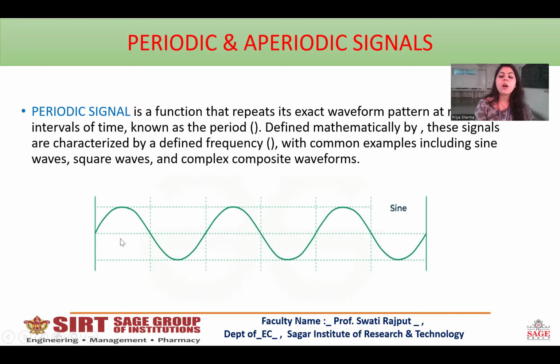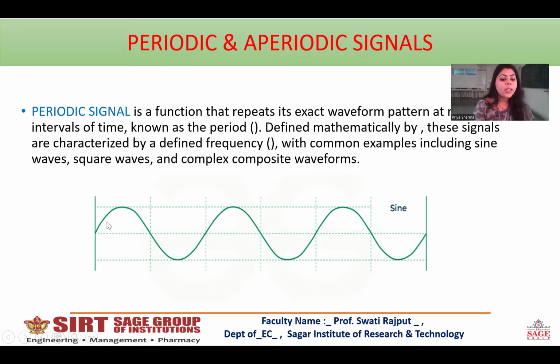Now we will see about periodic and aperiodic signals. What are periodic signals? By the word itself, we can understand what is periodic. Periodic means on a regular interval or period. A function that repeats its exact waveform pattern at intervals of time, known as a period. These signals are characterized by a defined frequency, with common examples including a sine wave, square wave, and complex composite waveforms.